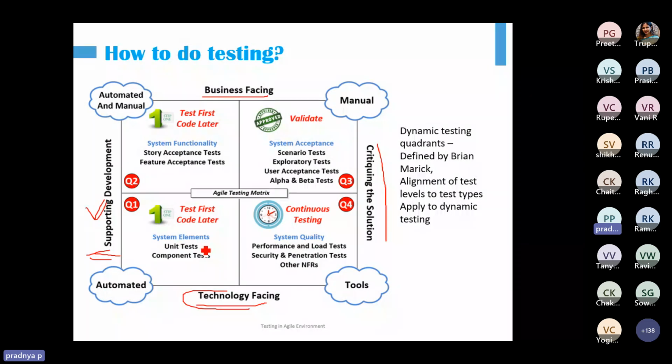We can think about smallest pieces of units. We can think about the components, individual components in our application, and test. We can implement the test first, code later approach. Create test cases first, test driven development. Create test cases first and help the developer to develop the code to meet these test cases. So the developer's burden of meeting the requirements is shared by the testers.